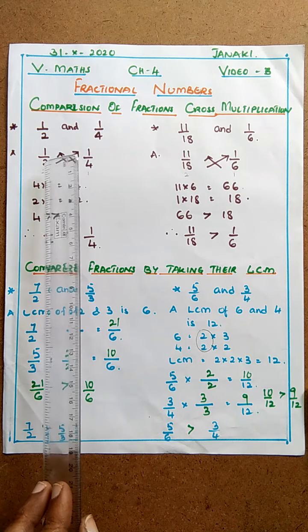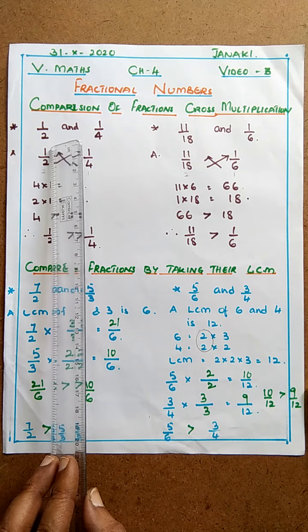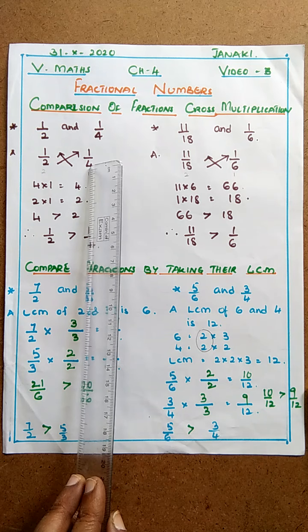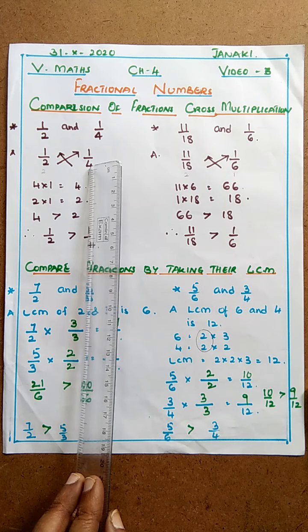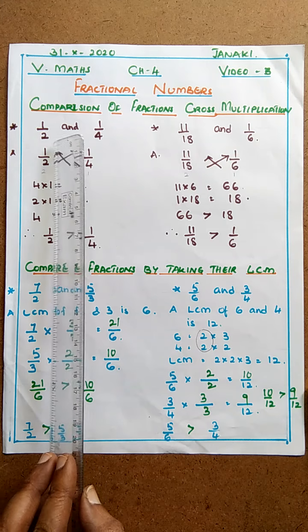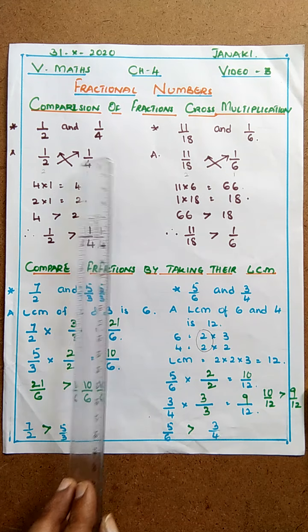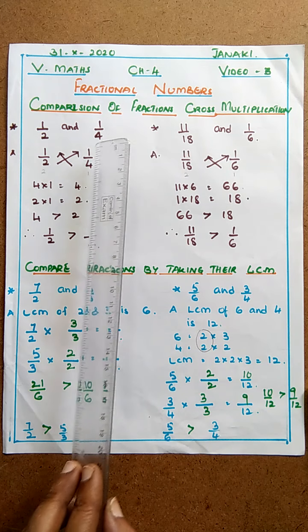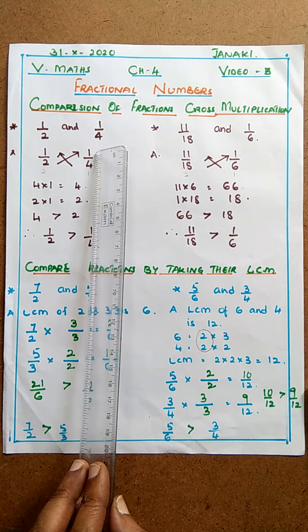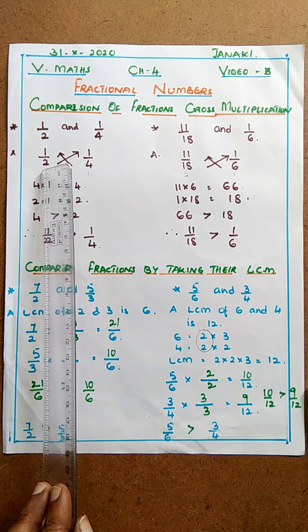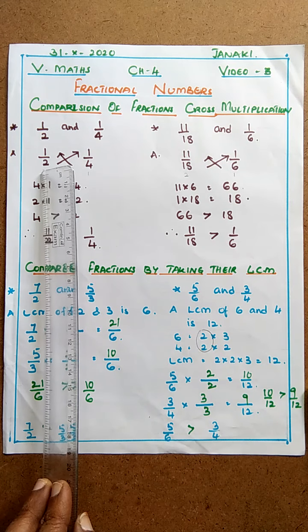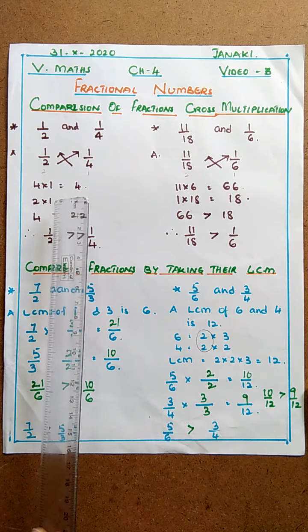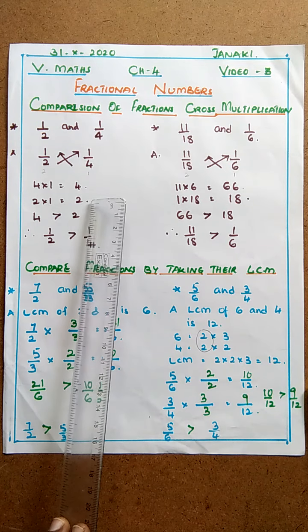Now what do we do? Take the numerator of the first fraction, here 1, and multiply it by the second denominator. What is the denominator of the second fraction? 4. So multiply 1 into 4, that is 4. Now take the numerator of the second fraction and multiply it by the denominator of the first fraction. That is 1 into 2, so 2 ones are 2.